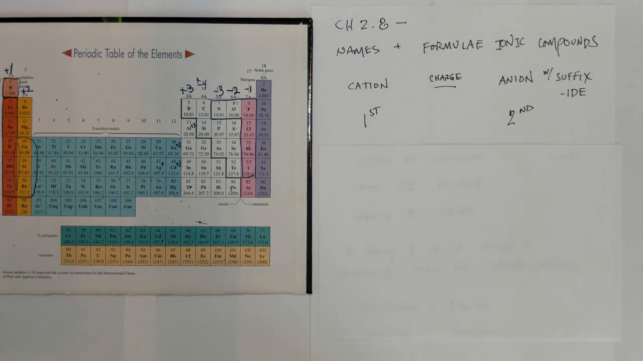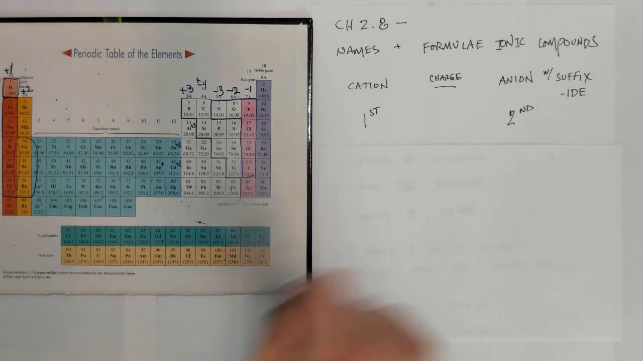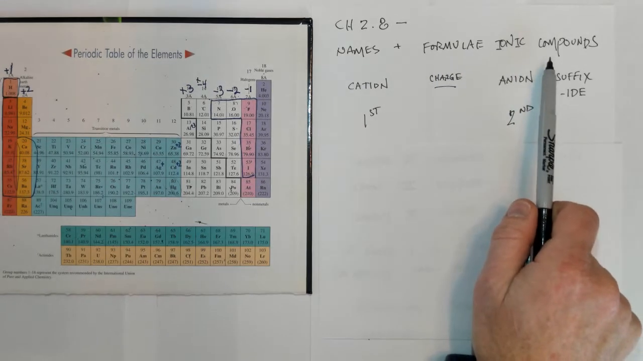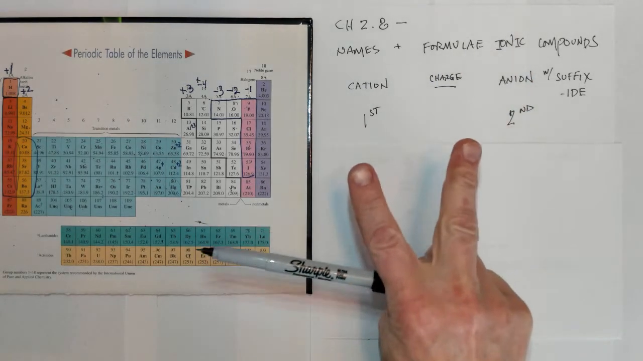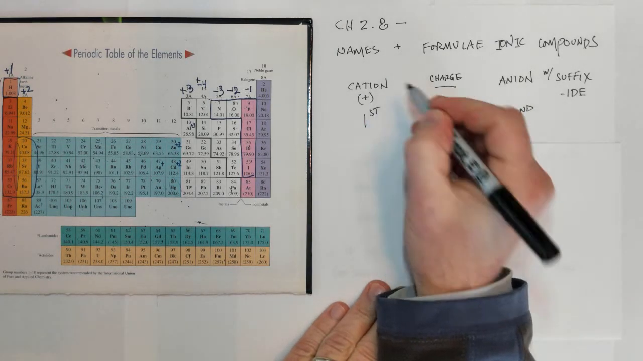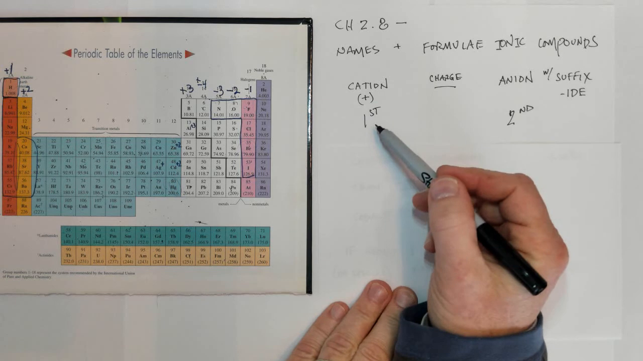So this is an introduction to naming and formula writing of ionic compounds in section 2.8 of your textbook. When naming or formula writing for ionic compounds, remember that they contain two kinds of ions. The first one is called a cation, and it's the positive ion, and it's always listed first.